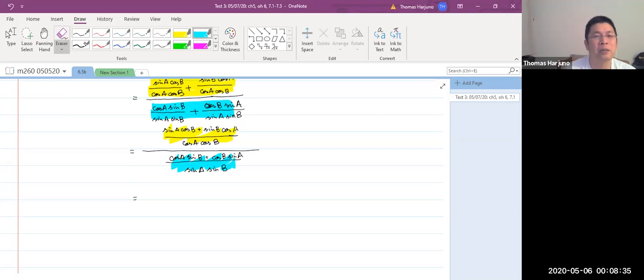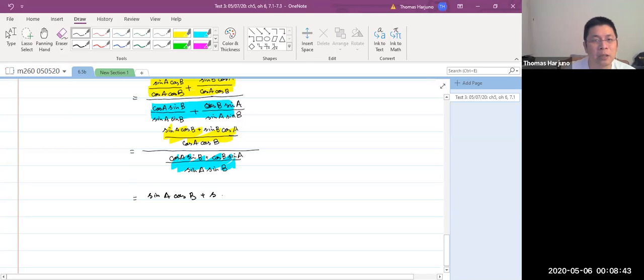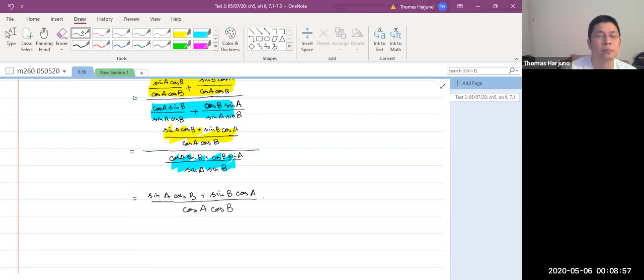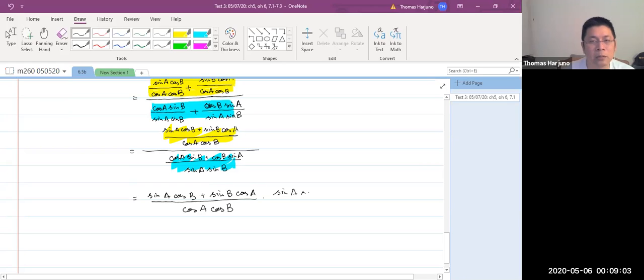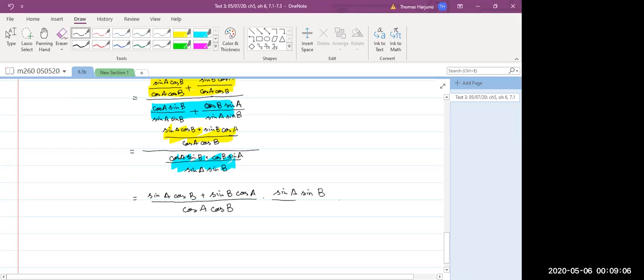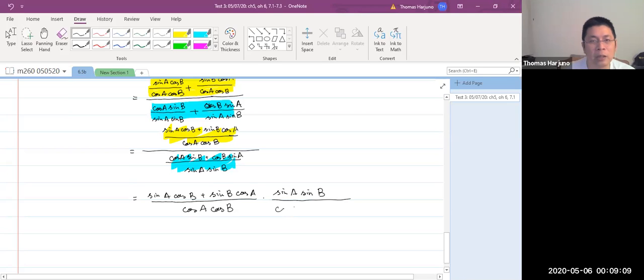A fraction divided by a fraction is the numerator, sine A cosine B plus sine B cosine A over cosine A cosine B, multiplied by the reciprocal: sine A sine B over cosine A sine B plus cosine B sine A.